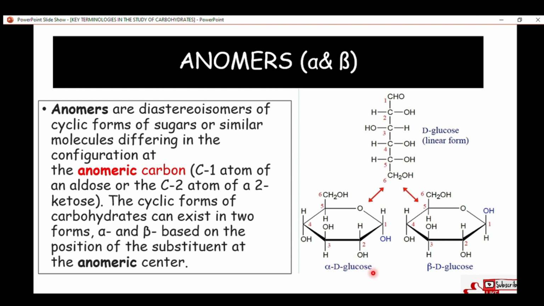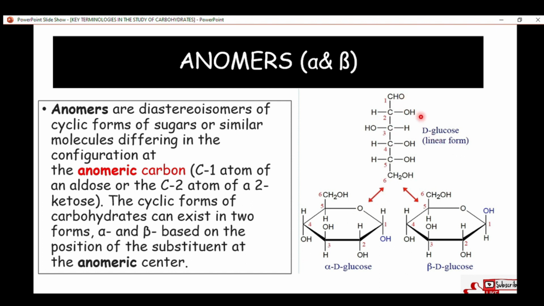So these anomers can only be determined when sugars are in their cyclic forms. They cannot be determined in their Fischer projection. We can't deduce whether this glucose is in the alpha form or a beta form, since it's in the Fischer projection, unless we convert it into a Haworth projection.